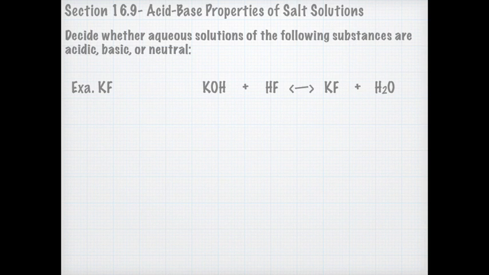Okay, so what's key here is for us to look at potassium hydroxide and look at hydrofluoric acid. Remember, if you have a strong acid or a strong base, then the conjugate acid or the conjugate base is going to have negligible basicity. So for example, potassium hydroxide is a strong base, which means its conjugate acid, the potassium ion, K+, is not going to be acidic at all because it came from a strong base.